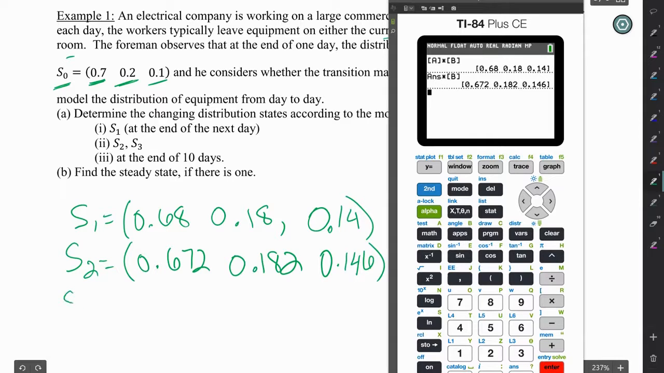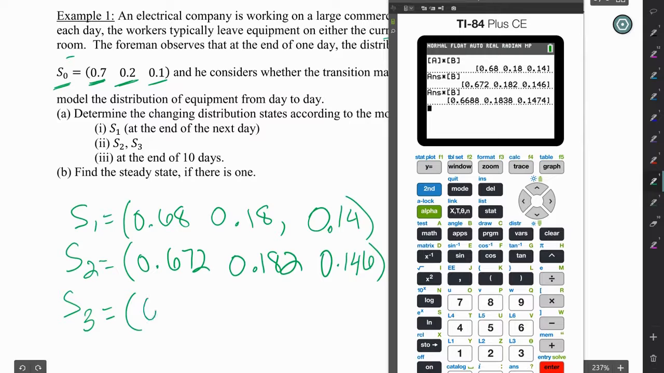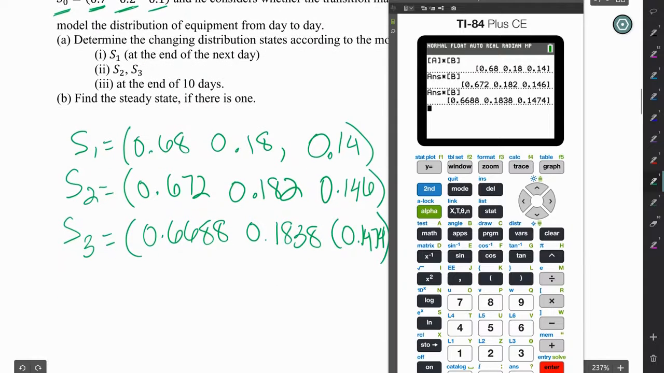So now we want the end of day 3. So now at the end of day 3, I'm going to take my answer from day 2 and I'm going to multiply that by my matrix again. So now I have 0.6688, 0.1838, and 0.1474. Okay. And now I want at the end of 10 days. So I could keep doing this and multiplying and multiplying and multiplying, but between 3 and 10, I've got quite a ways to go.